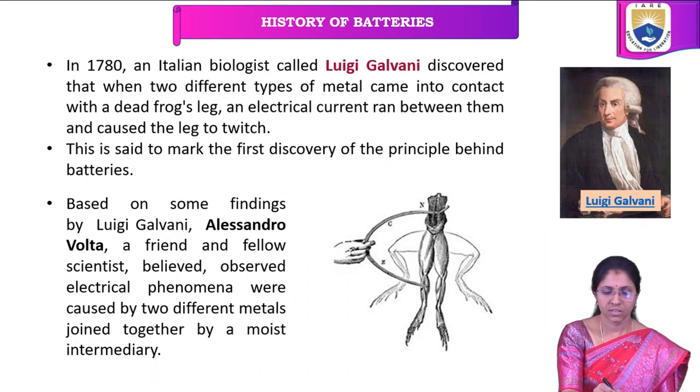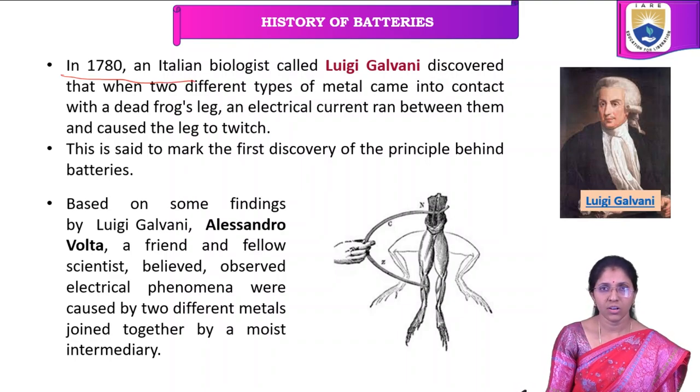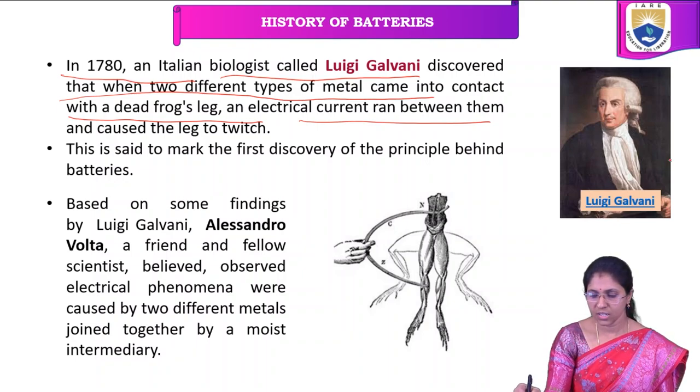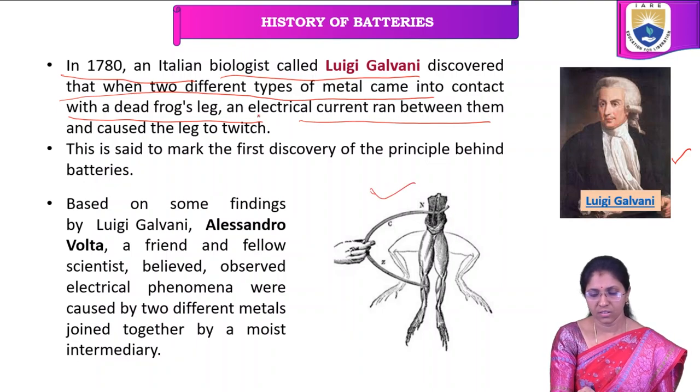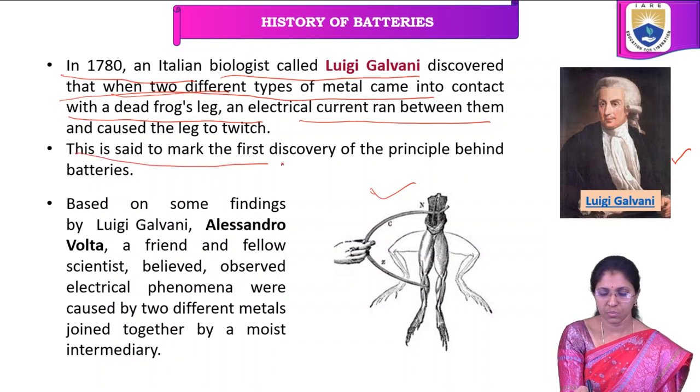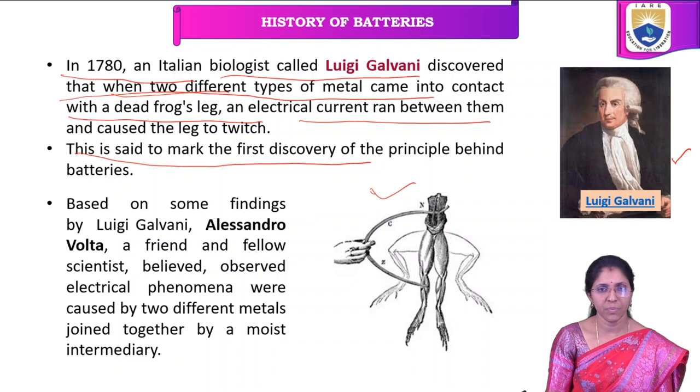History of batteries. In 1780, an Italian biologist called Luigi Galvani discovered that when two different types of metal came into contact with a dead frog's leg, an electrical current ran between them and caused the leg to twitch. This is said to mark the first discovery of the principle behind batteries.